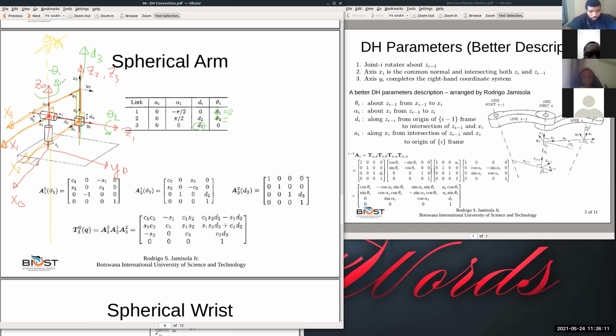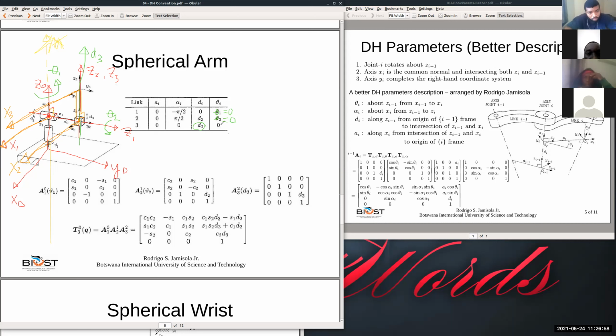So now let's start. Theta 1, we say 0. For theta 2, we say theta 2 is about z1, from x1 to x2. Where is x1? This is x1 to x2. Where is x2? X2 is also in the same direction. So about z1, from x1 to x2, where x1 and x2 are both parallel. So again, this is 0. X1 and x2 are parallel to each other.